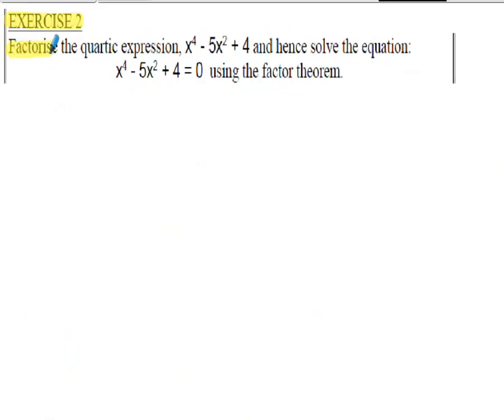Exercise 2, we're asked to factorise the quartic expression x to the 4 minus 5x squared plus 4. So we've got to solve the equation x to the 4 minus 5x squared plus 4 is equal to 0 using factor theorem. This is the quartic equation, x to the power 4, so there will be 4 roots to find here and 4 factors. Again, I would encourage you to stop the presentation and attempt this exercise before reviewing the worked solution on the following slide.